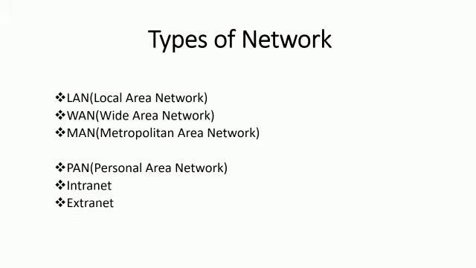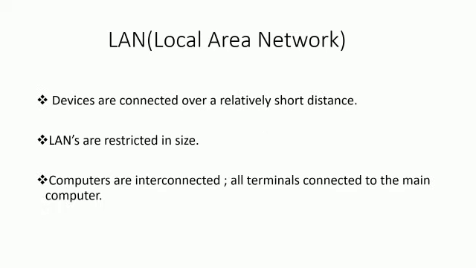Now we'll be discussing the types of network. LAN or local area network is restricted to a small physical area. It is a network that is typically private to an institute. It's a system where computers are interconnected and all the terminals are connected to a main computer called the server. The size is limited to a few kilometers.